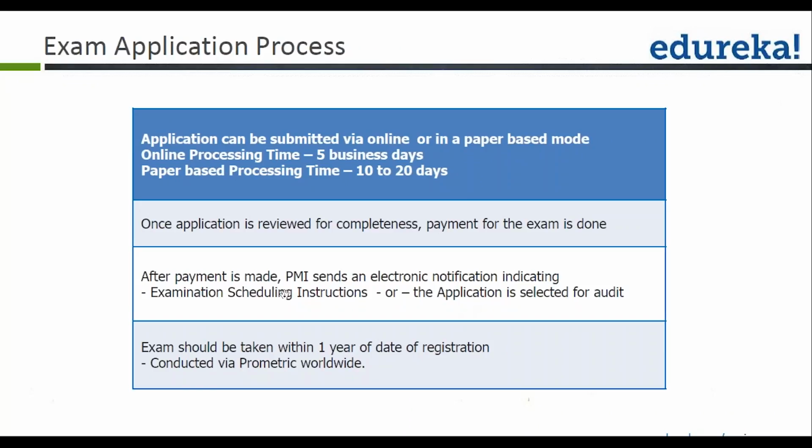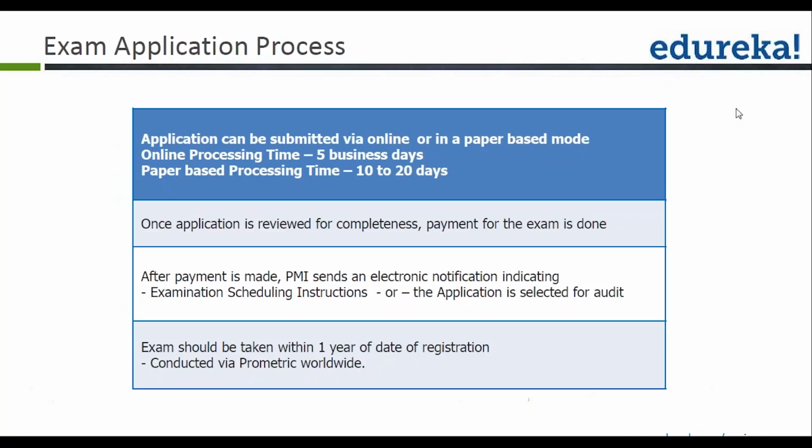So what we need to do is create a login with PMI, and it usually takes 5 business days for this process to complete. Paper-based processing takes around 10 to 20 days to complete. Once your application is reviewed for completeness, you can go and pay the fees.